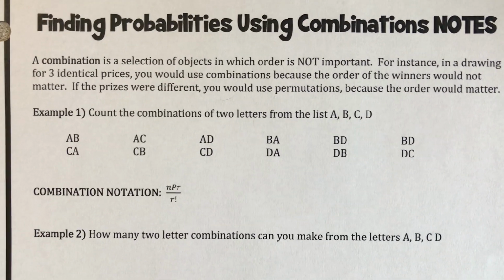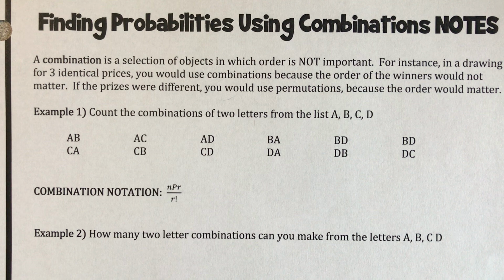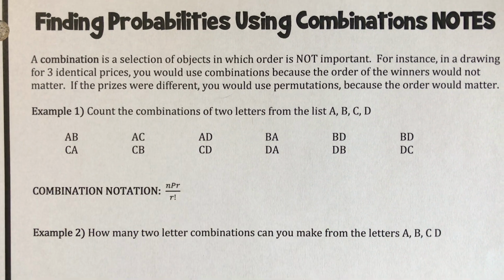So yesterday we talked about permutations, which is where the order was important. Today we're going to talk about combinations, which is a selection of objects in which order is not important. For instance, we are doing a drawing for 3 identical prizes, right? It doesn't matter whether I say it's Sam, Sarah, and Sally, or Sally, Sarah, Sam. It's the same group of 3 people. If the prizes were different, we'd use permutations because the order would matter.